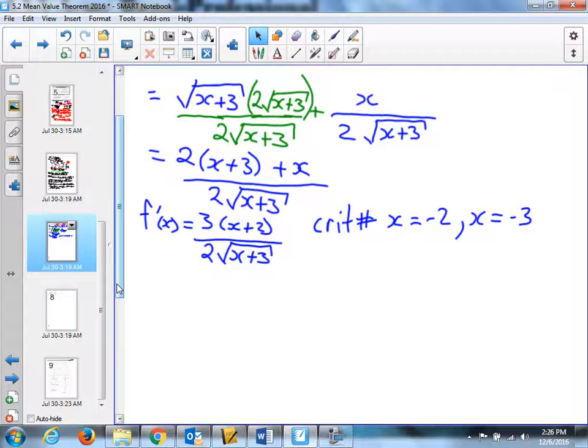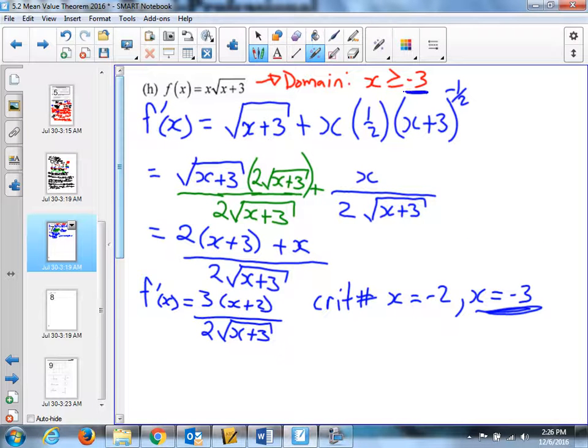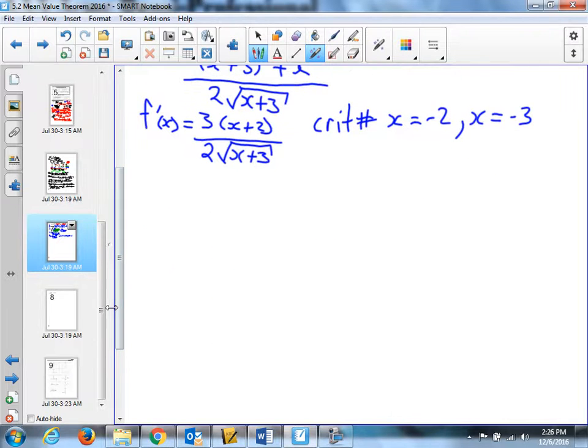Now, here's why I want to point out, because sometimes people get confused, but they say, yeah, you can't even use negative 3 because it gives you a 0 on the bottom. This is the derivative, though. It is still a valid critical number because it is actually the very start of the domain. The negative 3 is included there, right? It makes sense that it should be. Anyways, okay.